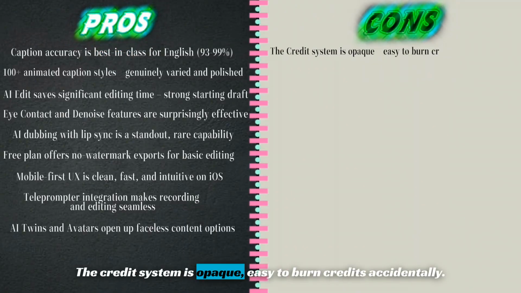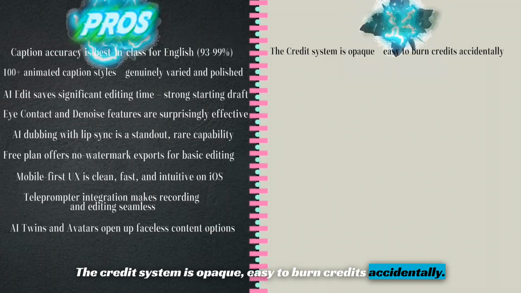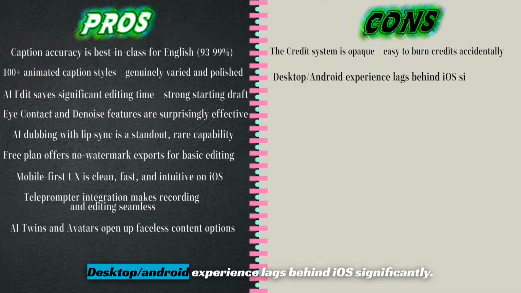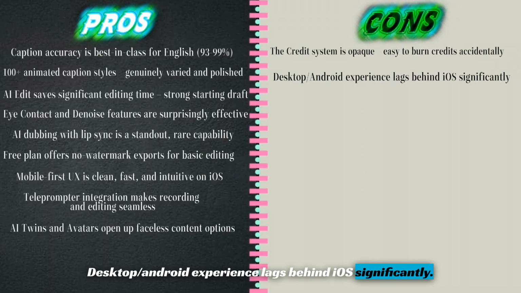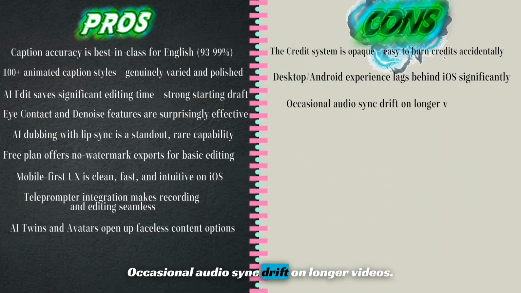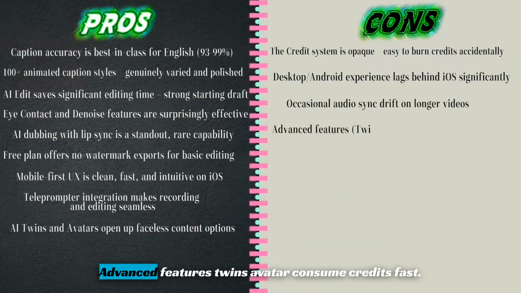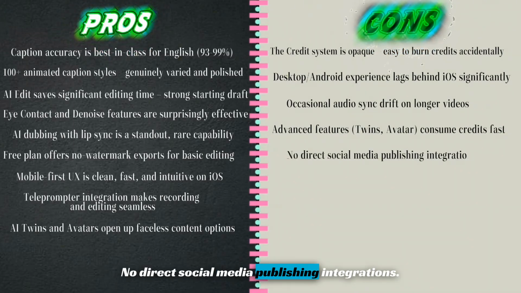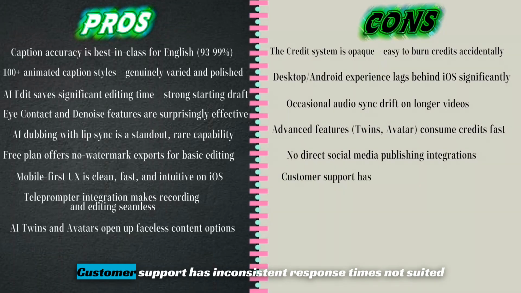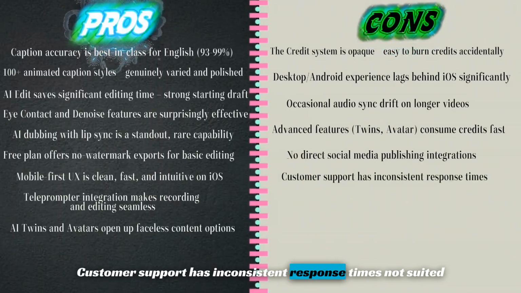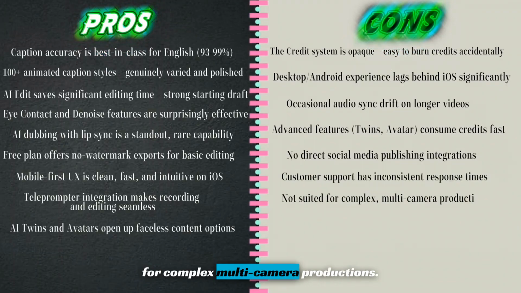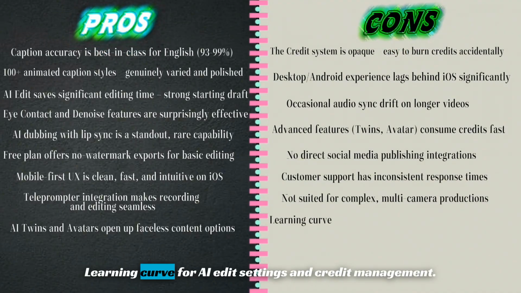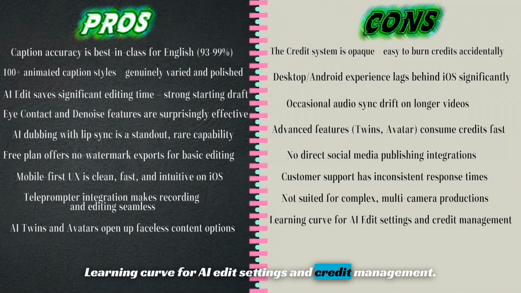The credit system is opaque, easy to burn credits accidentally. Desktop/Android experience lags behind iOS significantly. Occasional audio sync drift on longer videos. Advanced features like twins and avatars consume credits fast. No direct social media publishing integrations. Customer support has inconsistent response times, not suited for complex multi-camera productions. Learning curve for AI edit settings and credit management.